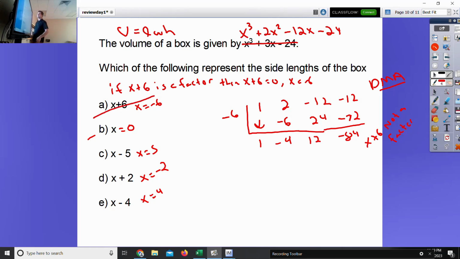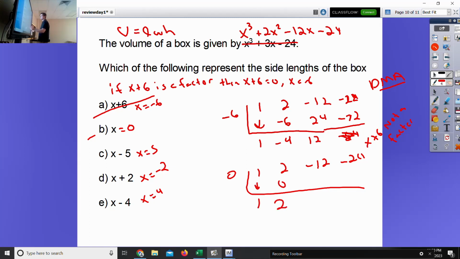I don't have it. Let's try the 0. Repeat it. 1, 2, negative 12, negative 24. Oh, I screwed that up. That would have made that different. Still isn't going to work. I drop. I add. I multiply. I add. I multiply. And I add. Ain't that one either. We'll move on to D.